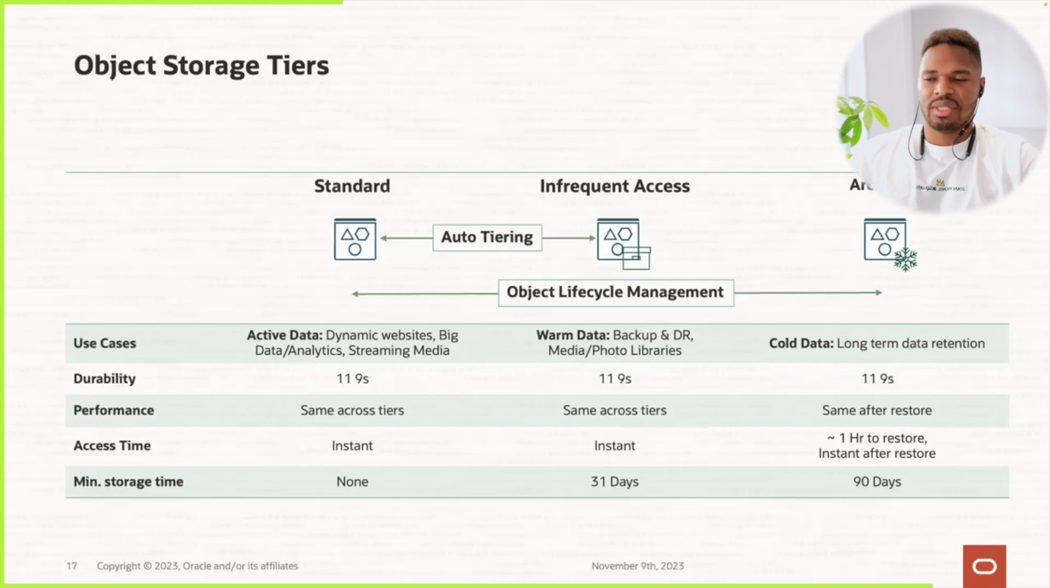Apart from being a regional level service, in terms of durability, we have up to 11 nines, which means that the risk of losing one object out of 10 million in 10 years is 1. I hope this is clear.